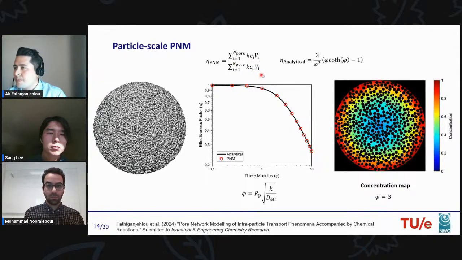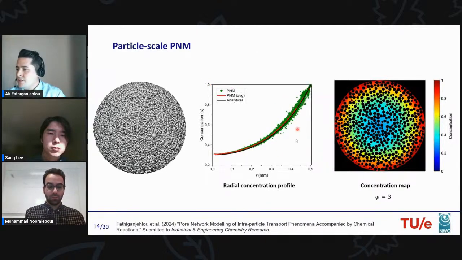So for a special case of first order reaction, vacuum diffusion, and fully exposed particle, there is an analytical solution. And we calibrated our particle scale PNM with the analytical solution. Here you can see the radial concentration profile inside the particle and the comparison with the one obtained from the analytical solution. We can see that there's a really nice match between the concentration profile from PNM and the one from the analytical solution.